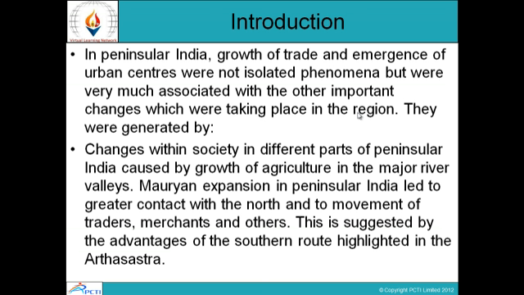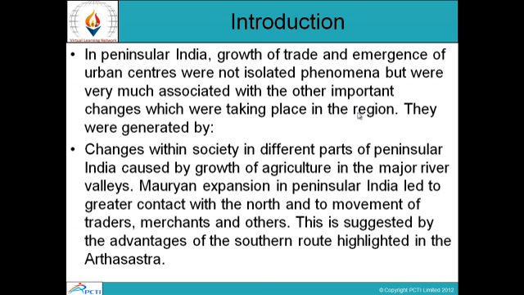Introduction. In peninsular India, growth of trade and emergence of urban centers were not isolated phenomena but were very much associated with the other important changes which were taking place in the region. They were generated by changes within society in different parts of peninsular India caused by growth of agriculture in the major river valleys. Agricultural expansion in peninsular India led to greater contact with the north and to the movement of traders, merchants and others. This is suggested by the advantages of the southern route highlighted in the Arthashastra.